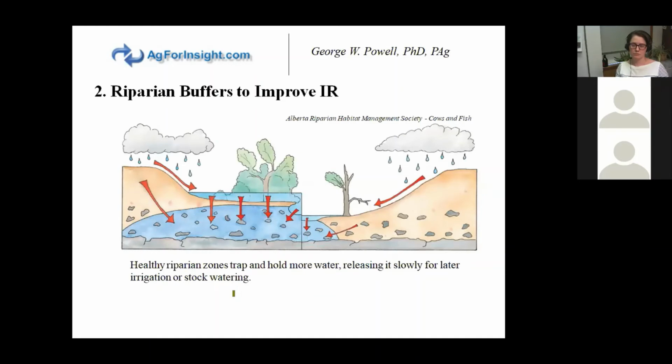And the best example of this in a farm setting is the use of riparian buffers to improve the infiltration rate. So when we look at healthy riparian buffers, they can trap and hold 2, 4, or even more times water than when you don't have a riparian buffer or you have an unhealthy riparian buffer. So just an incredible capacity to trap and hold more water as it's moving through your farm. And that's water that's slowly released for later use for irrigation or stock watering.